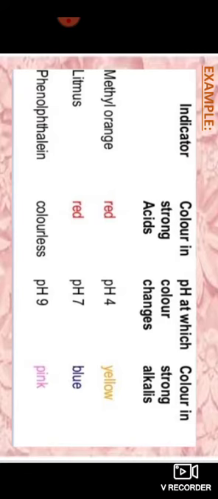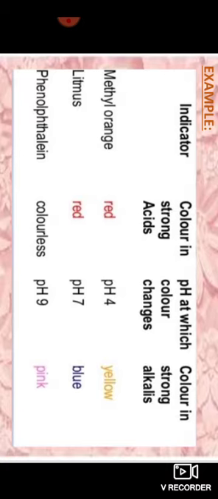Other important indicators are shown in the table on the next slide. Here is given methyl orange. Its color is given in the acid as well as in the base. Its pH range is also given, at which the color change of indicators takes place, like methyl orange and phenolphthalein. These are also indicators which we use in the laboratory. We use them in the practical in the chemistry lab.